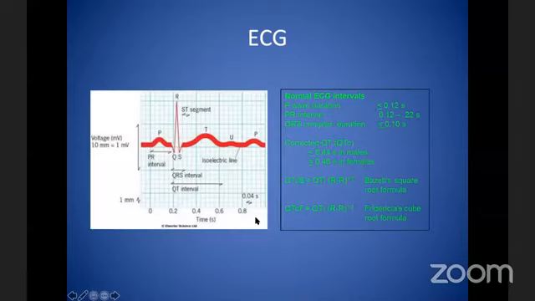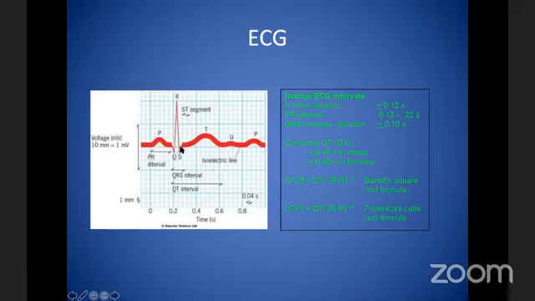Normal bits of the ECG: the PR interval should be within one large square. So one large square is 200 milliseconds, or just over, up to 220. So the PR interval is 0.12 to 0.2 seconds, so 3 to 5 small squares, or one large square.